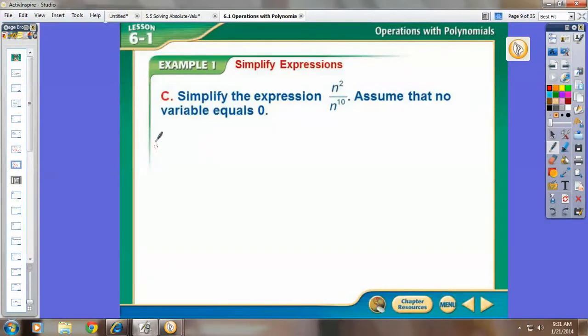Now this one, we have n squared divided by n to the 10th. When we're dividing, what's our rule for our exponents? Subtraction. So I'm going to take 2 minus 10. 2 minus 10 is negative 8.